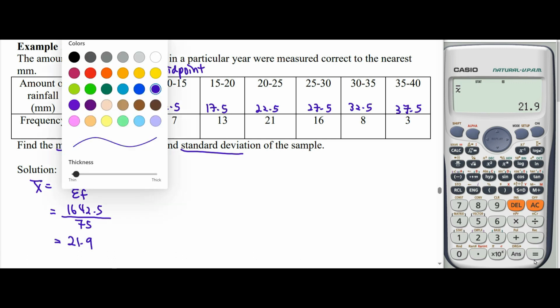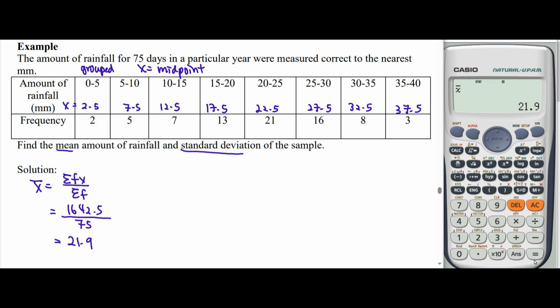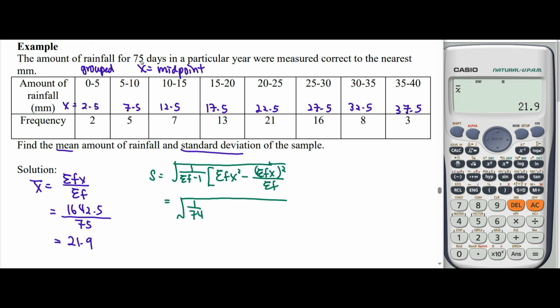Then to find standard deviation, it will be square root of 1 over summation f minus 1 in the bracket, summation of fx squared minus summation of fx in the bracket squared over summation of f. So summation of f here is total data 75. When you minus 1, it will be 74.